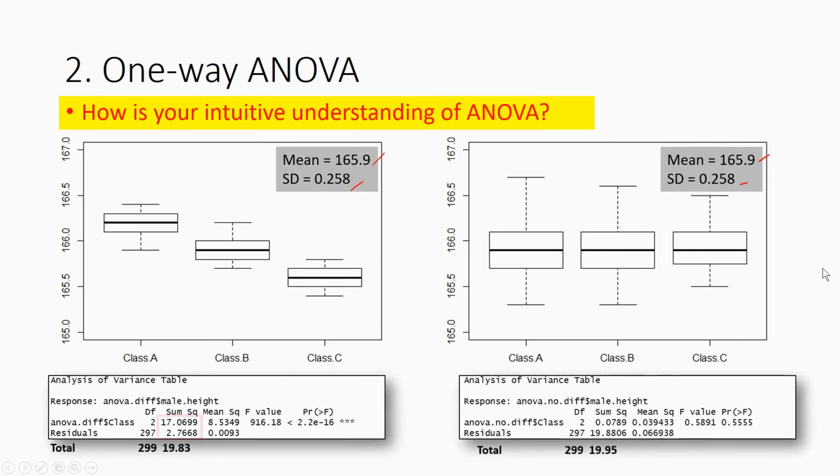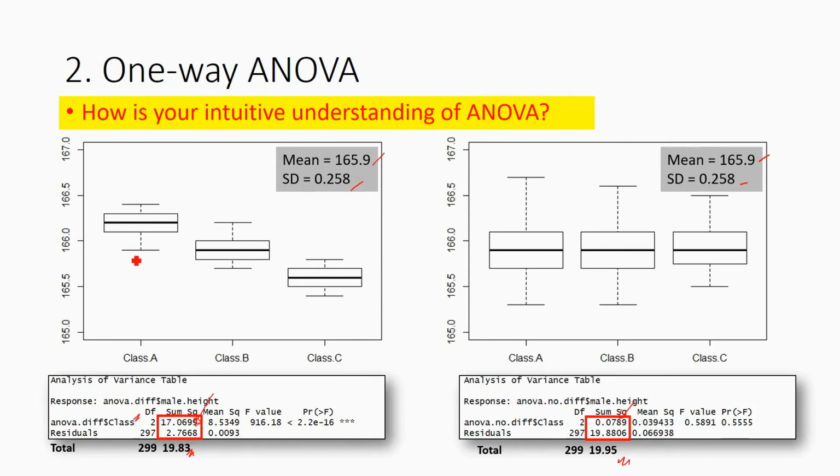the sum of square between group and sum of square within group. You can see the total sum of square is very similar. But for this one, you can see the clear difference between these three groups. So you expect there is a larger sum of square in the treatment. Whereas for this one, you cannot see the difference between groups, and you expect that there's a very small sum of square for the treatment.